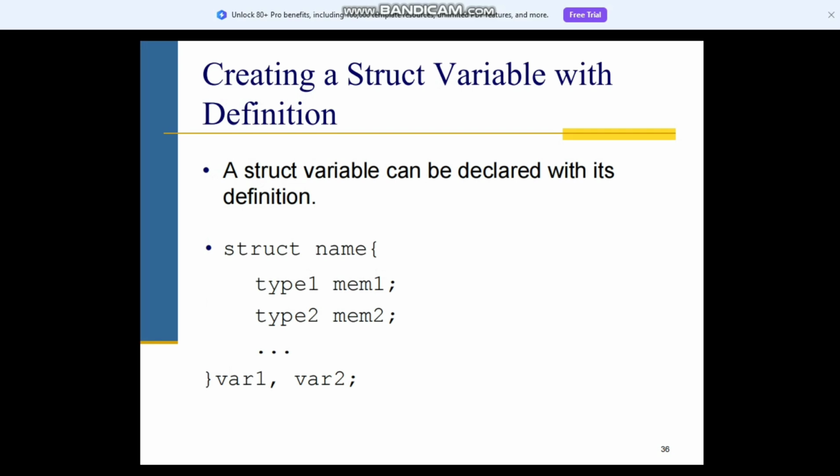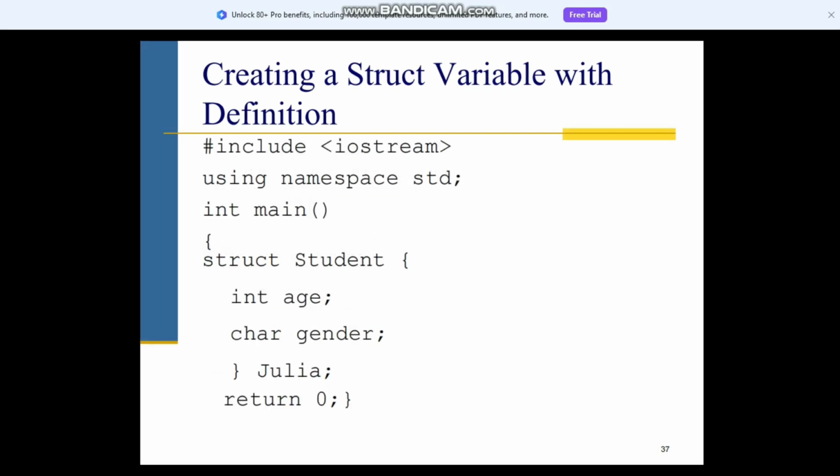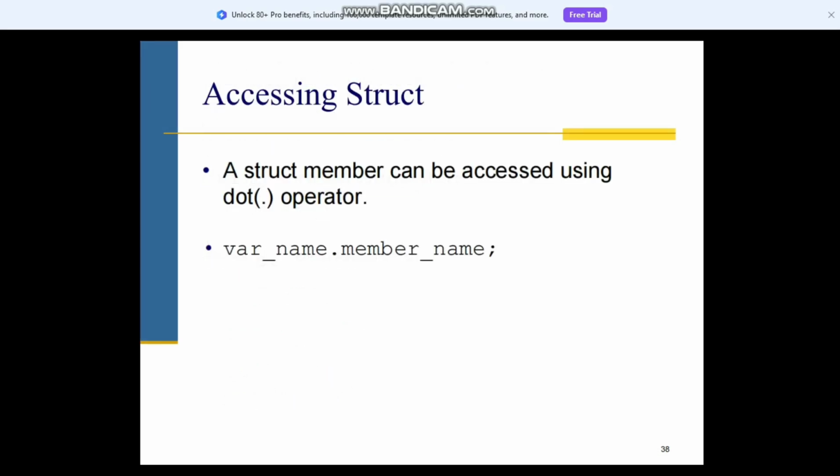Then, creating a struct variable with the definition. It can be declared with its definition: the struct name, type 1 member 1, type 2 member 2, then variable 1, variable 2. Here's also another example with a character, a gender, and the age of a student named Julia. A struct member can be accessed using the dot operator.